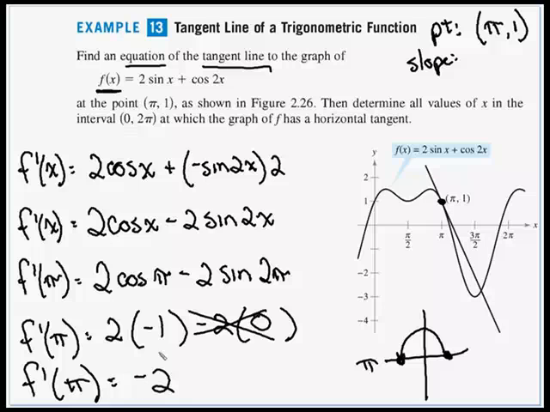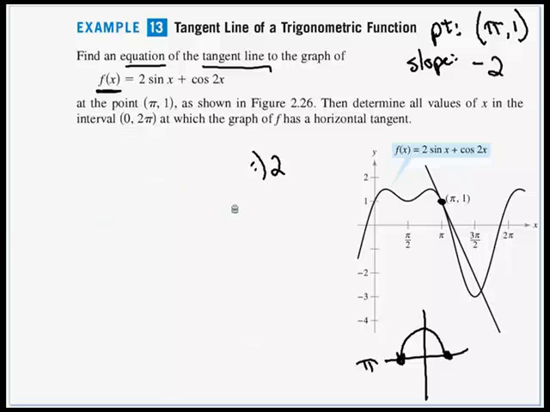Good point right here is you can stop and say, does that make sense? Is it reasonable? Look over here at the picture. Is this roughly the slope of -2? Well, it's negative for sure. It's going downhill at more than 45 degrees. So yeah, we're probably pretty close, if not exact. So there's our slope. So our slope is -2.